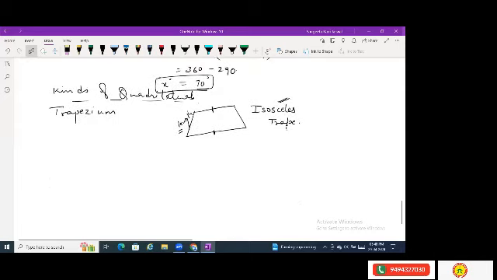Now coming to kite. Ma'am, are two sides of a trapezium always parallel? The two sides are always parallel.